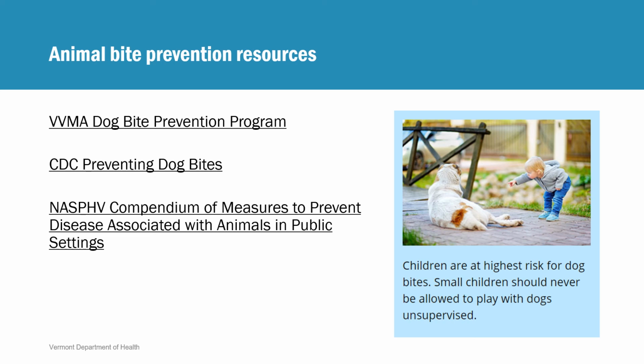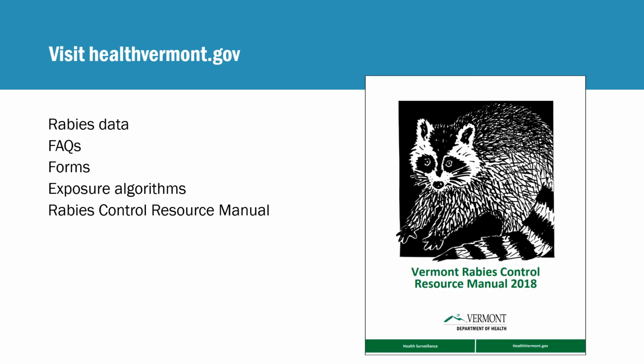The second resource is the CDC Dog Bite Prevention webpage, including information on how to prevent dog bites. The third is the National Association of State Public Health Veterinarians Compendium of Measures to Prevent Disease Associated with Animals in Public Settings. There are sections of this document focusing on animal bite prevention. I also highly recommend visiting our rabies webpage at healthvermont.gov to review recent rabies testing data, frequently asked questions, forms, exposure, our animal management algorithms, and the Vermont Rabies Control Resource Manual.